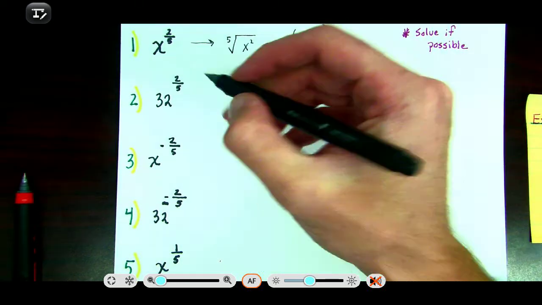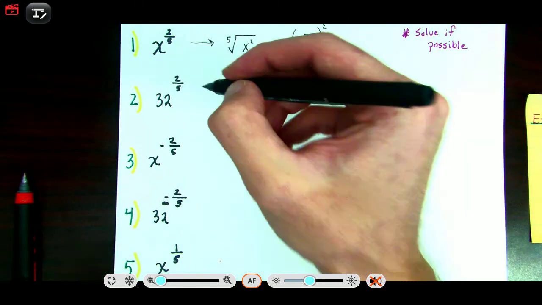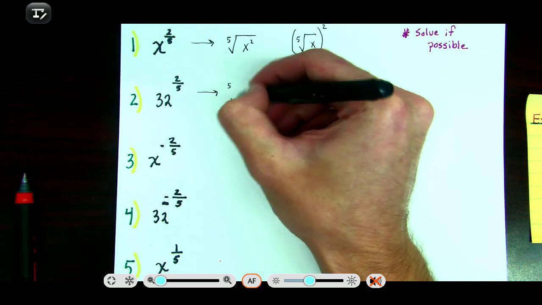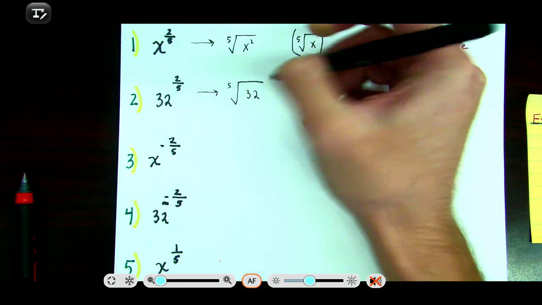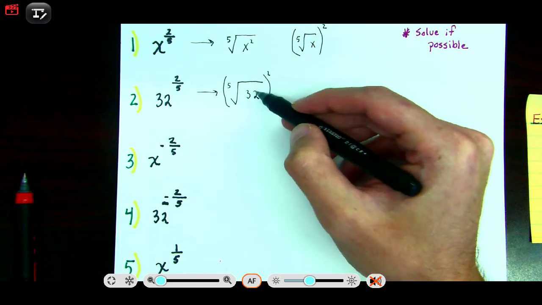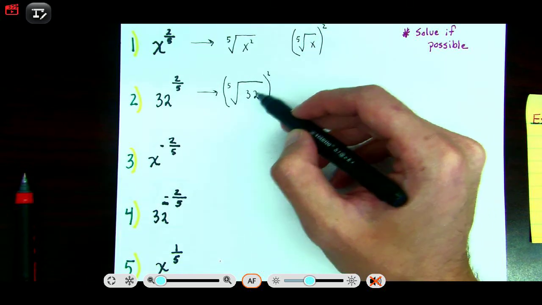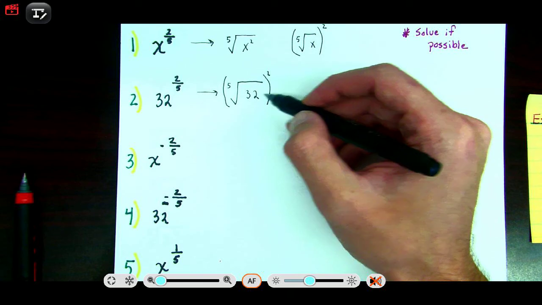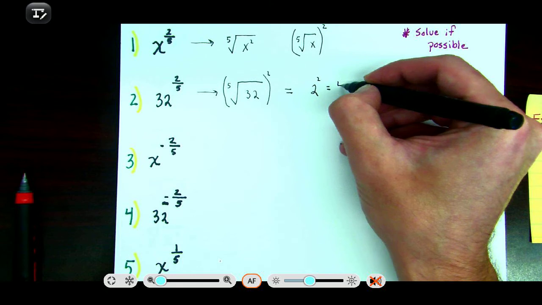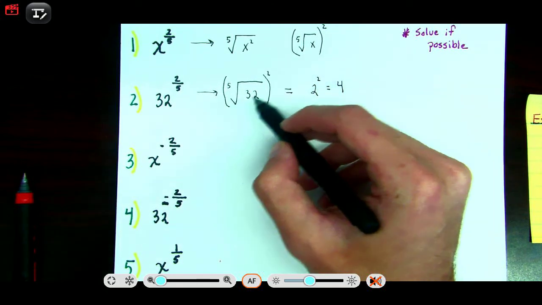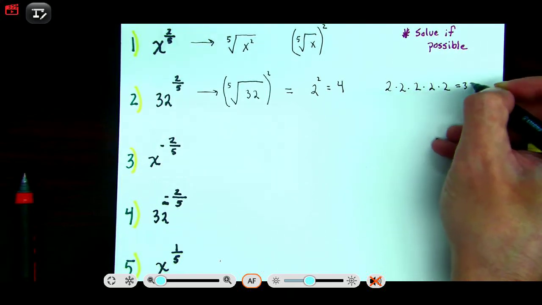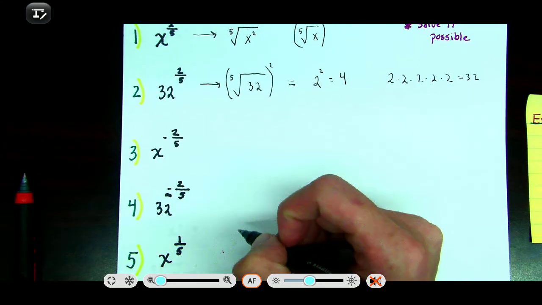Here, what would we get for this one? This would be the fifth root of 32, and the whole thing squared. You see, I would rather square whatever this is than having to square the 32. Fifth root of 32 is 2. 2 squared is 4. Because why is the fifth root of 32 2? Because 2 times 2 times 2 times 2 times 2 is 32.